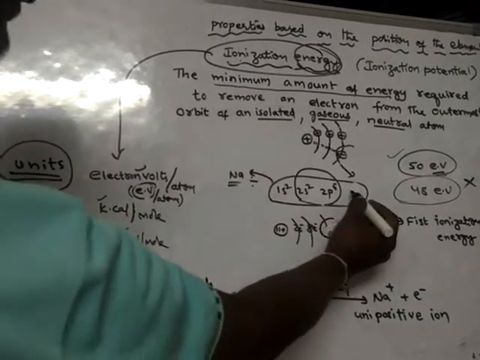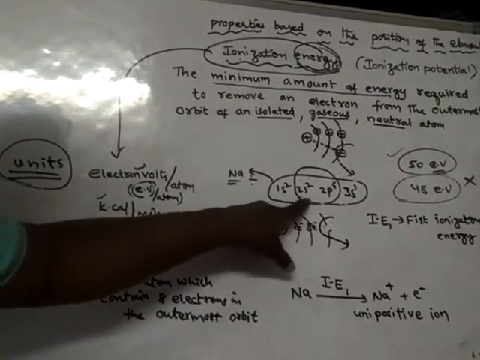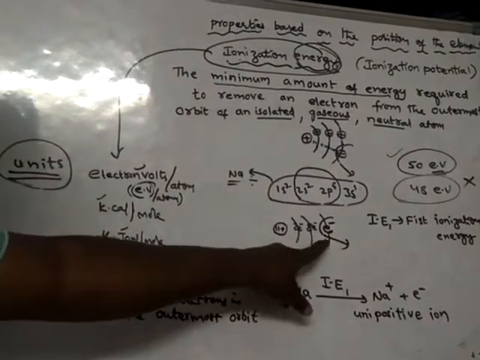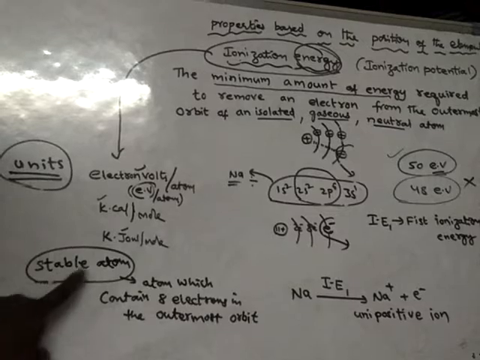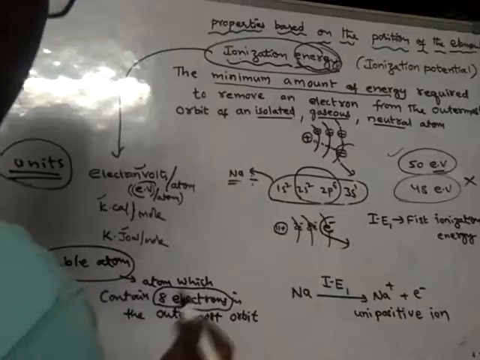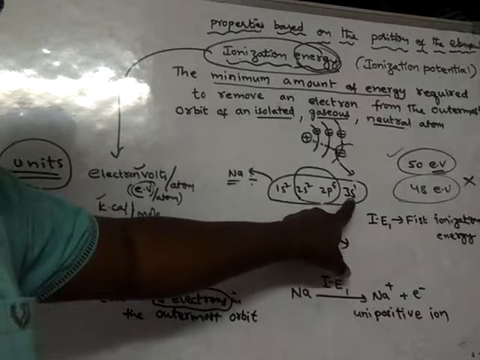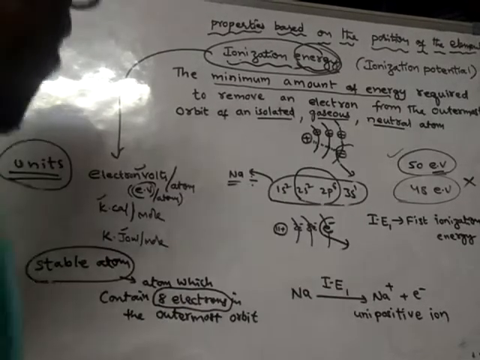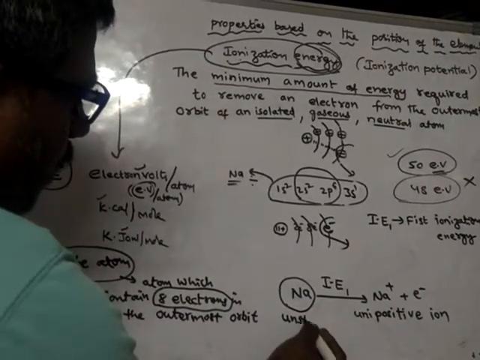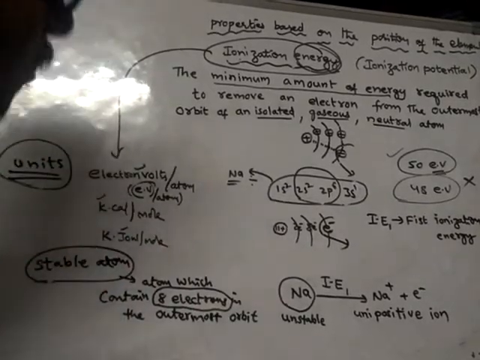Sodium atom: before taking out that electron, the electron arrangement will be like this. That means there is one electron in the outermost orbit. Actually for a stable atom, there should be 8 electrons in the outermost orbit. So sodium is not having 8 electrons in the outermost orbit. That is why it is not a stable atom. Sodium is unstable.